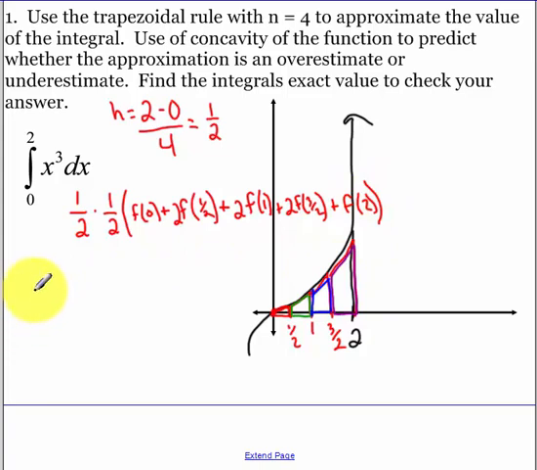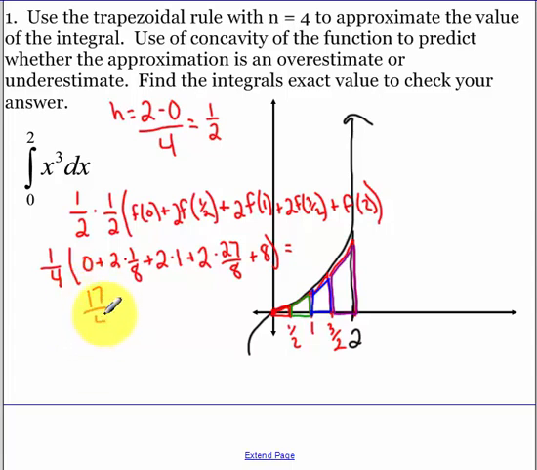And so now it's just a matter of evaluating. So we have 1/4 times f of 0, which is 0, plus 2 times 1/8, plus 2 times 1, plus 2 times 27 over 8, and then plus 8. And I'm not going to go through simplifying all that math for you guys. You guys are calculus students. You can simplify by now. But when we simplify all that, we get 17 over 4.